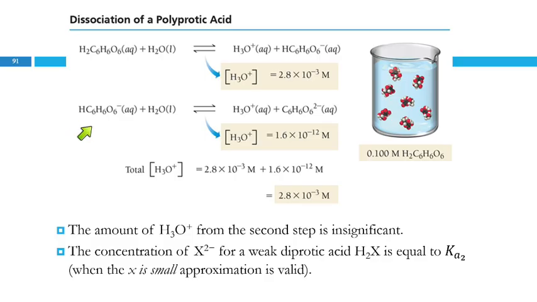The second ionization, now we're starting with some hydronium ion here. We've got 2.8 times 10 to the minus third molar hydronium. We also have 2.8 times 10 to the minus third molar of this ion. And so that's going to affect that equilibrium. We do an ice table. And here we find that the hydronium ion concentration is 1.6 times 10 to the minus 12. So the second ionization only gave off a teeny, tiny bit of hydrogen ion.